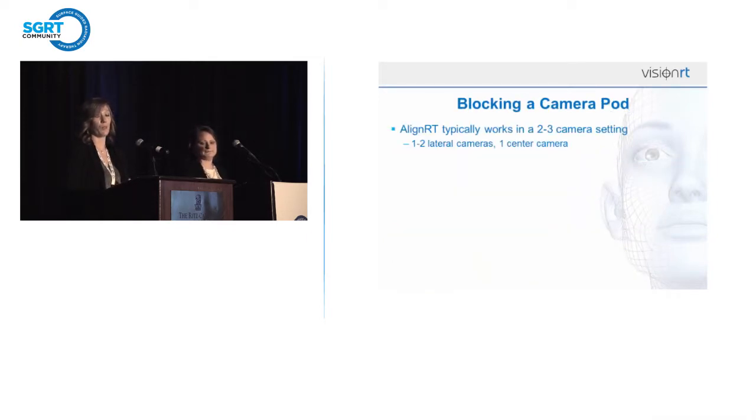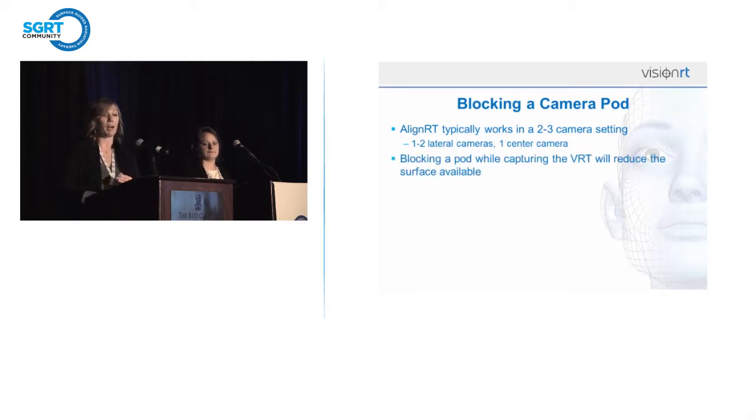So what happens if we block a camera pod? AlignRT typically works in that 2 to 3 camera setting, so those 2 lateral cameras and 1 central camera. If we block a pod while capturing a VRT surface, this is going to reduce the amount of surface we have available.